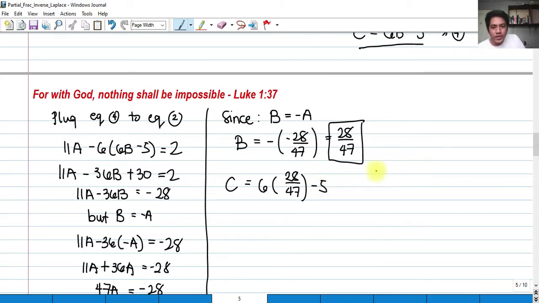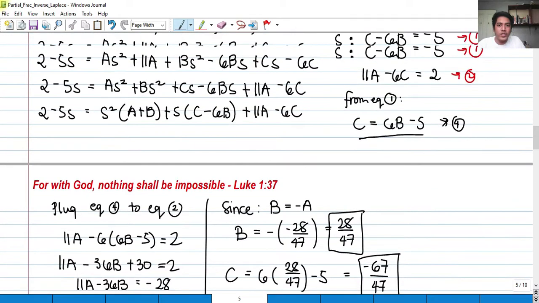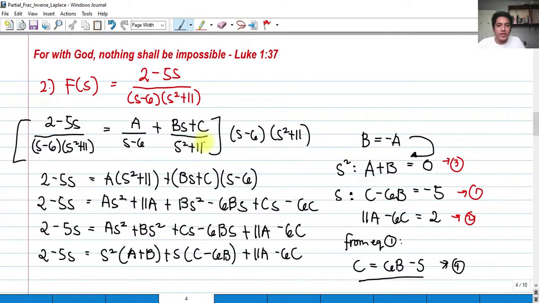And the value of our c would be negative 67 over 47. So that's the value of our c. So therefore, our F(s) in its partial fraction decomposition would be negative 28 over 47 over s minus 6. That's our value of a, plus, from our decomposition, we have bs plus c.